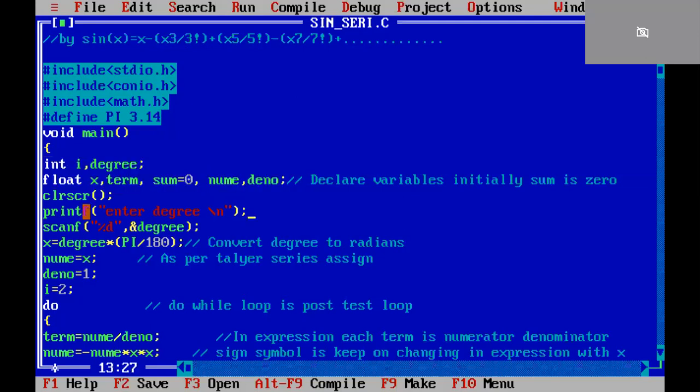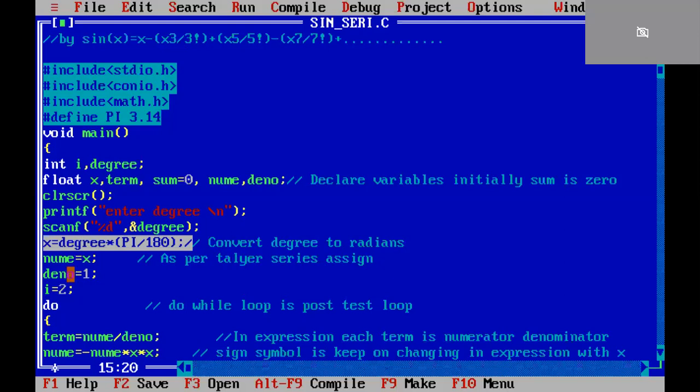And clrscr, which is going to clear the screen when we are in execution mode. In the printf statement, we are expecting some degree, like 0 degree, 30 degree, 45 degree, from the user, and we are using the scanf statement to accept the input from the user. Here you can observe one statement: whatever degree is entered by the user is converted into radians. That is the statement we wrote: x is assigned degree into pi by 180. So whatever degree you enter at the time of execution will be converted into radians.